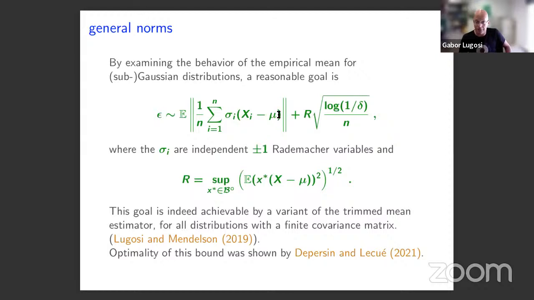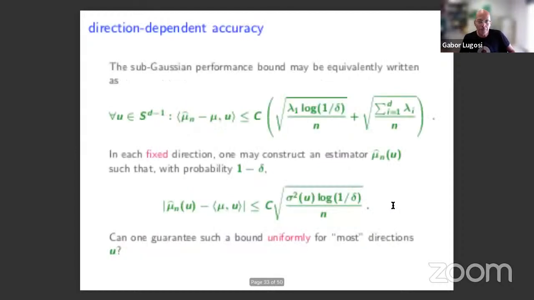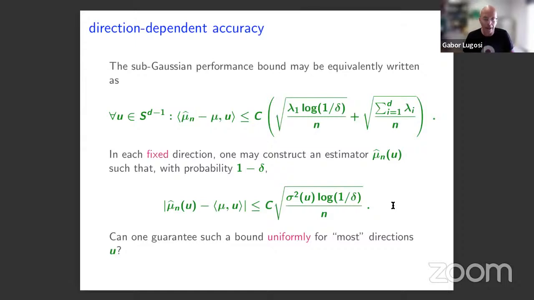Okay, so in fact, if you take the Euclidean norm, then the weak and the strong term are exactly what we saw before: the square root of the trace of the covariance matrix divided by n, and here the spectrum. Okay, and we showed that in fact one can use a variant of the multivariate trimmed mean estimator that achieves this optimal bound for all distributions with a finite covariance matrix. Okay? And the fact that this bound is actually optimal has been shown in a recent paper by Petersian and Lequier.